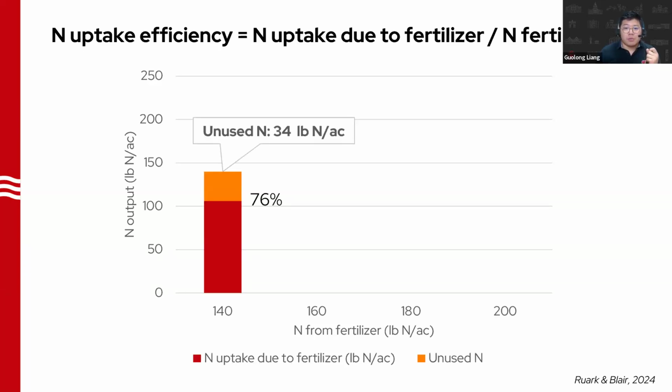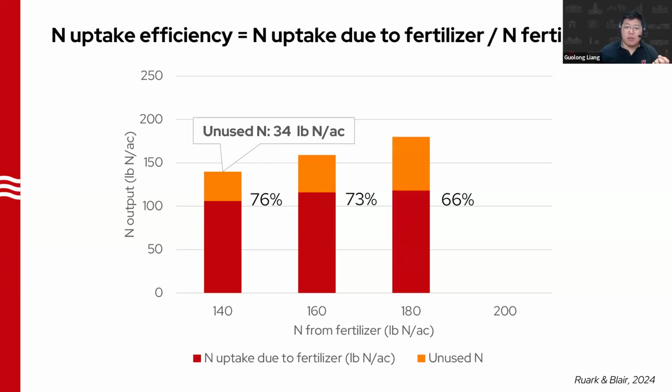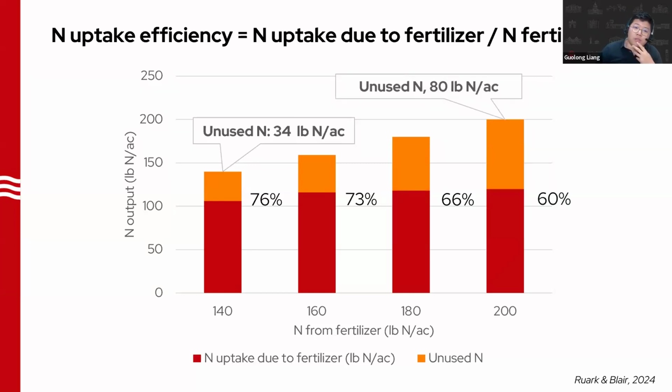In this graph, we can see that as we applied 140 units of N in the form of fertilizer, sweet corn took up 76% of that, as 34 units of nitrogen was left unused after plant harvest. As more nitrogen was applied, we can see that the plant becomes less efficient in taking up applied nitrogen, and when we reach 200 units of fertilizer applied nitrogen, we can see that only 60% of that ended up in plant tissues, while 80 pounds of nitrogen per acre was not used. This unused nitrogen poses significant risks for leaching, especially for crops that are harvested for grain with heavy residue left on the field after, such as sweet corn.